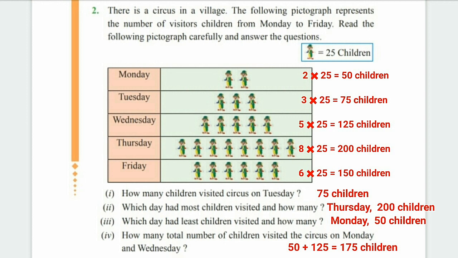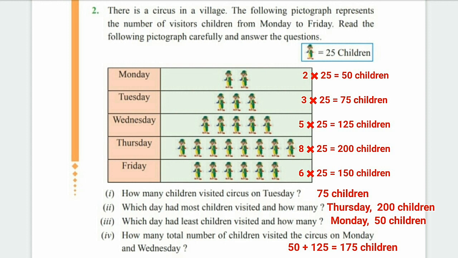Third, Wednesday, here we have 5 pictures. 5 into 25 gives us 125 children. Fourth, Thursday, here we have 8 pictures. 8 into 25 gives 200 children. Next, Friday, we have 6 pictures. 6 into 25 gives us 150 children.